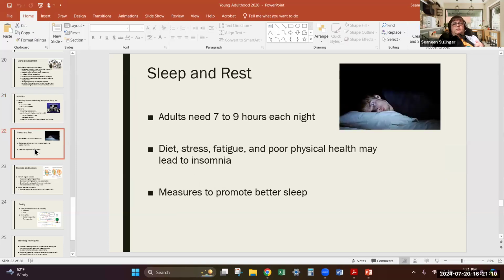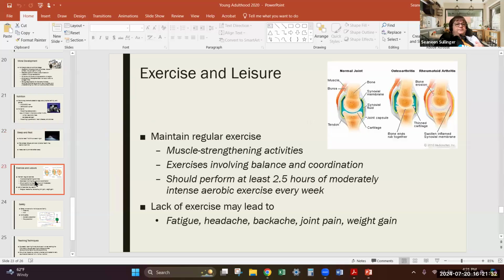Sleep and rest. We still need sleep as adults. I love to power nap. I think we need more sleep as we get older too. And all this worry and anxiety and stress can lead to insomnia. My kids tell me that they have issues with insomnia because of the stress that they have. And it's very difficult for them sometimes.